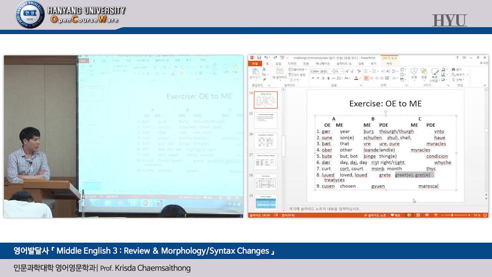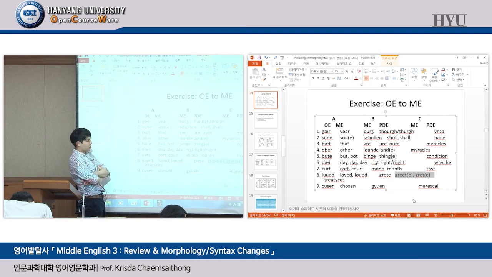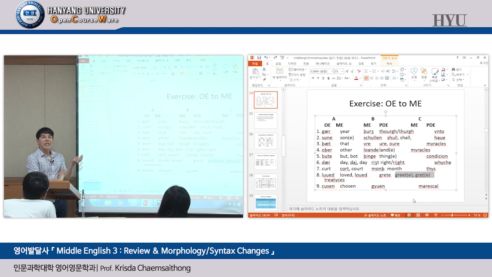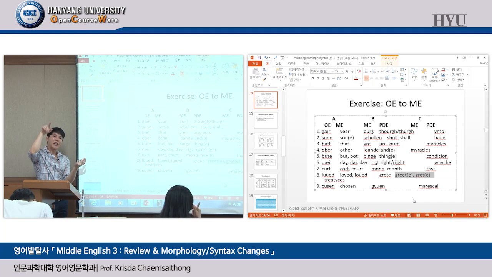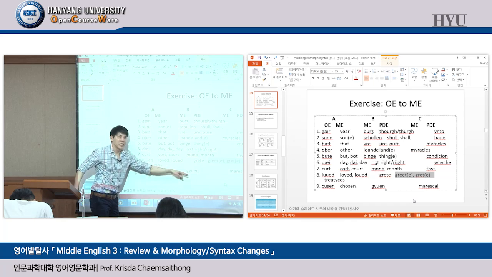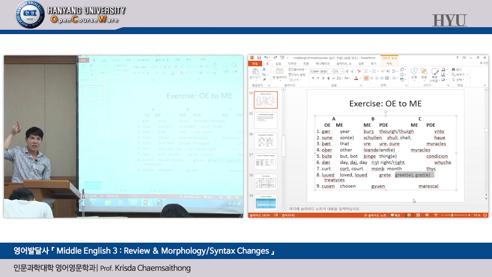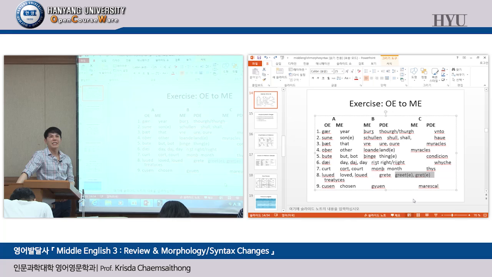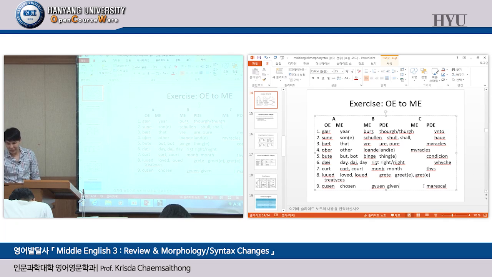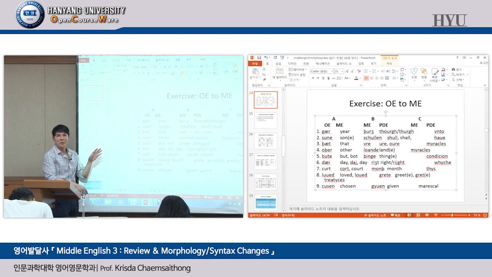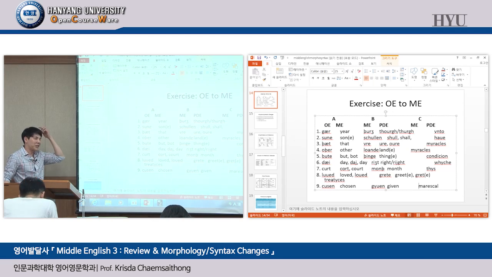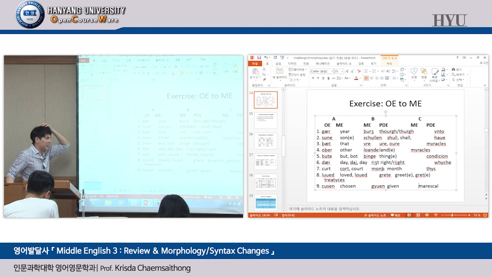Nine B. Can you guess what it is? Y is lowercase I, right? And then U is the same as V. So can you guess what word it is? Given, right? Given. So G-I-V-N, like that. Given. It's not given or something. Given, right? Same word as give, gave, given, right?